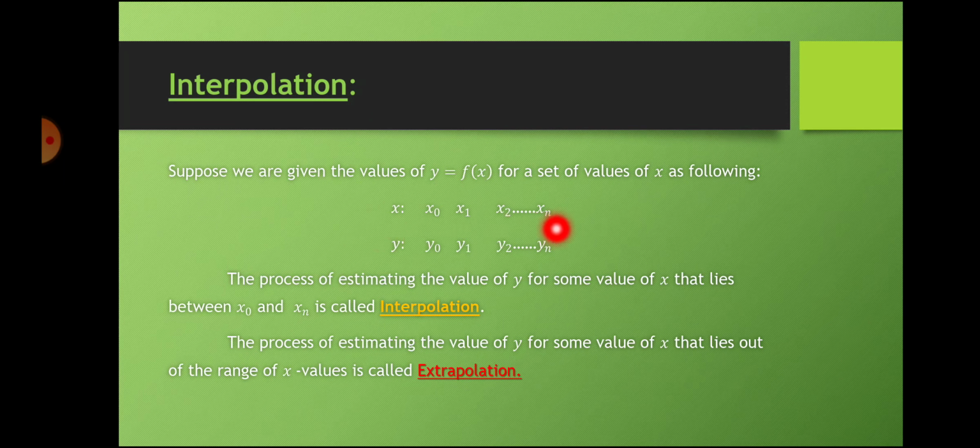These x values are called arguments and these y values are called entries. Entries are nothing but what we get by substituting the x values in the given function. The process of estimating the value of y for some value of x that lies in between x0 and xn is called interpolation. Similarly, the process of estimating the value of y for some value of x that lies out of the range of x values is called extrapolation.